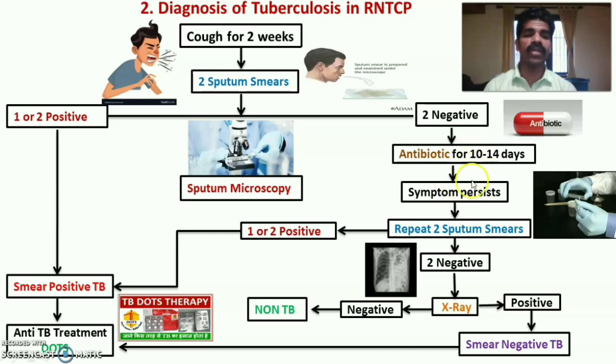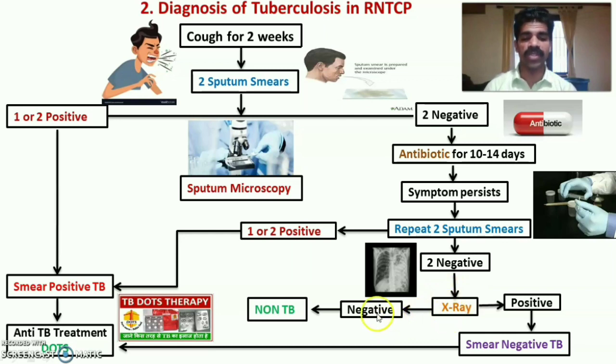Then again, if the symptoms continue or persist, repeat the same 2 sputum smears. If 1 or 2 become positive, then also the client has to be considered as smear positive TB. Then he has to start anti-TB treatment with DOTS. Then if the repeated sputum smears both become negative, finally the chest X-ray has to be taken to see whether the patient is suffering from any tuberculosis or not.